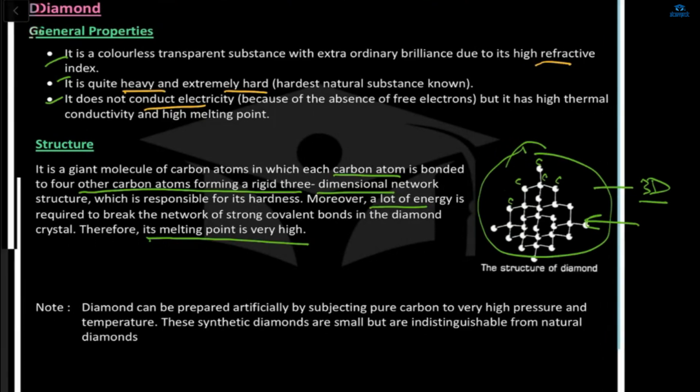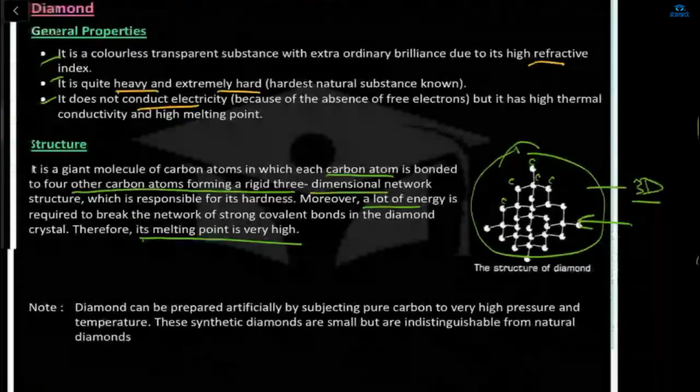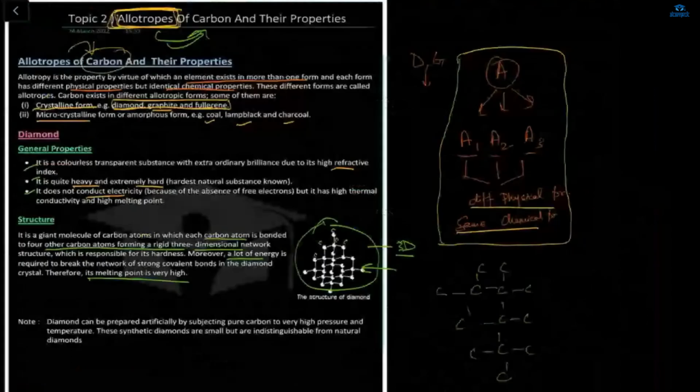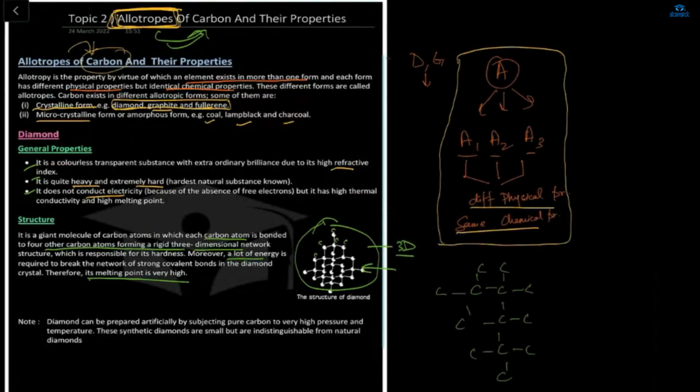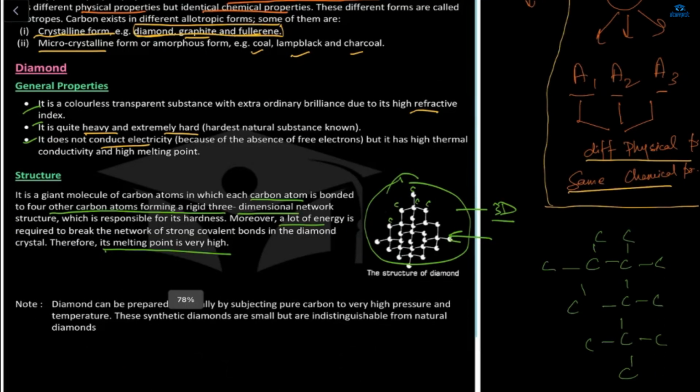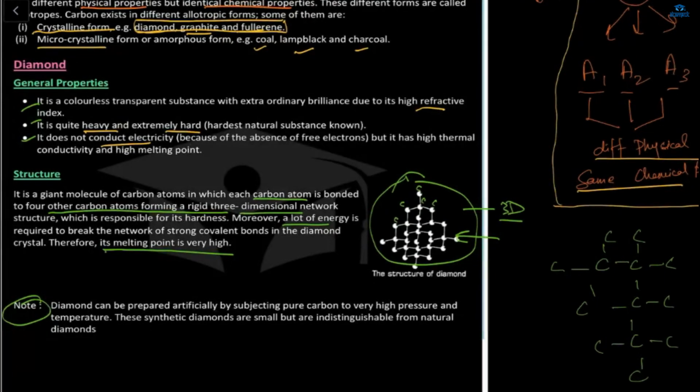So if we see here, okay, this is your graphite. So this is about your diamond. This exists in more than one form, right? And it has the same chemical, but different physical properties. So what is the important point over here? That diamond can be prepared artificially by subjecting pure carbon to high pressure.